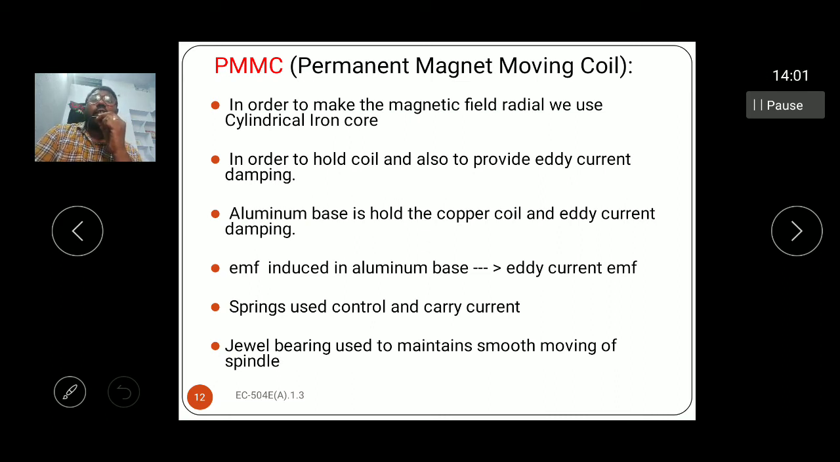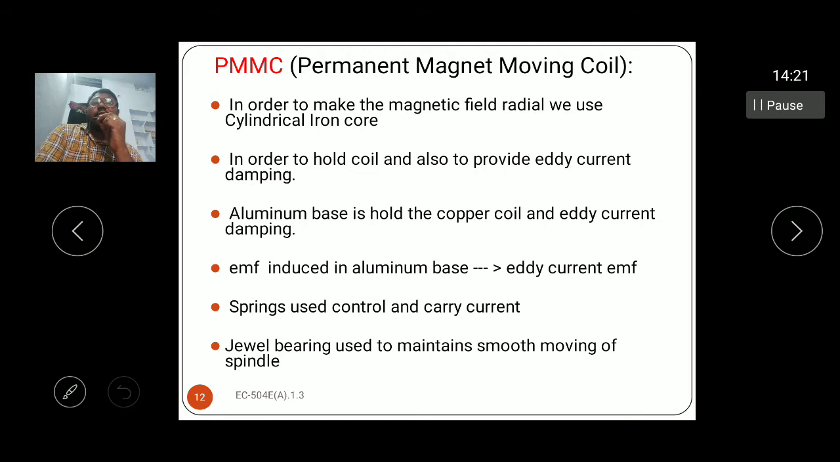That means with the help of the aluminum base we have two advantages: to hold the copper coil and also to provide the eddy current damping. The induced EMF in the aluminum base is nothing but the induced eddy current EMF. That is the importance of the aluminum base.